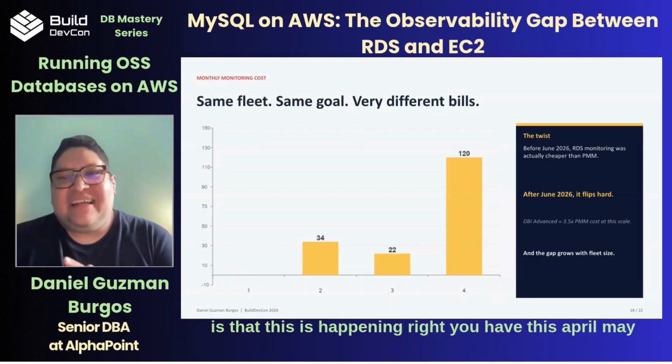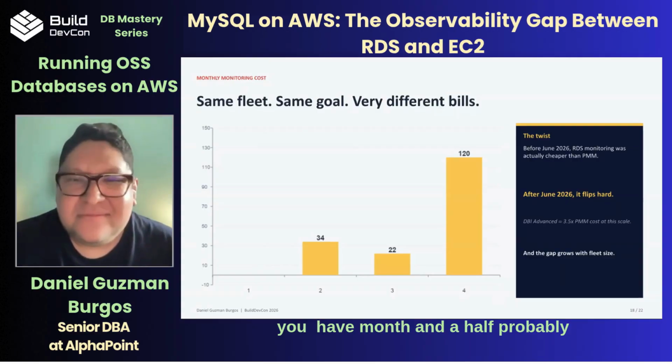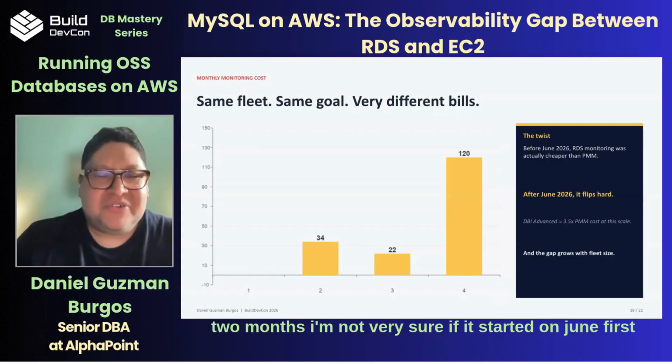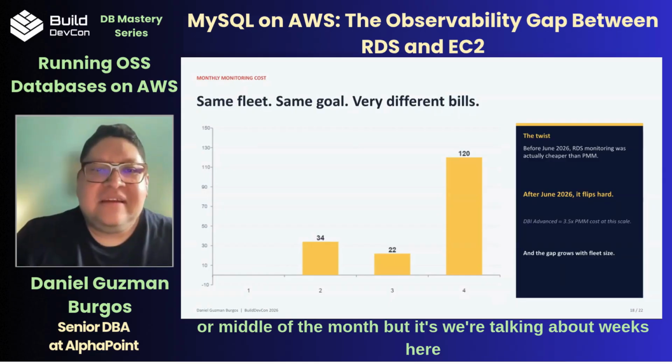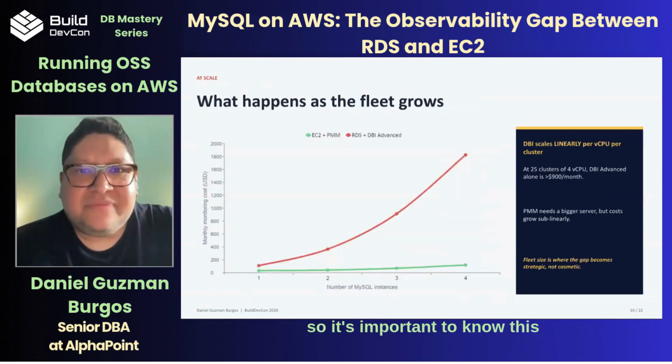What's the twist? The twist is that this is happening, right? This is April, May, you have a month and a half, probably 2 months. I'm not very sure if it started on June 1st or the middle of the month, but we're talking about weeks here. So it's important to know.